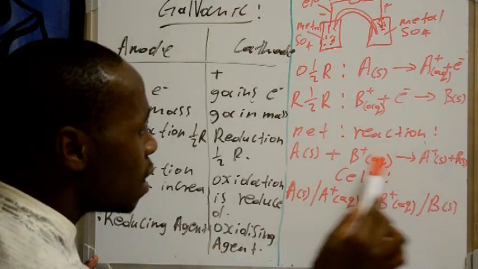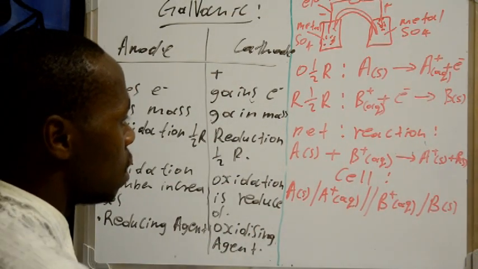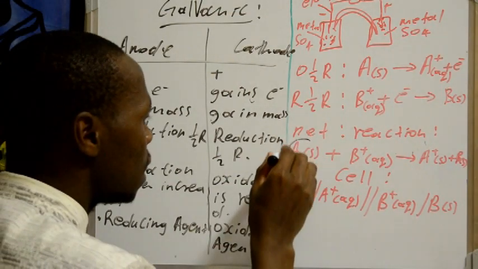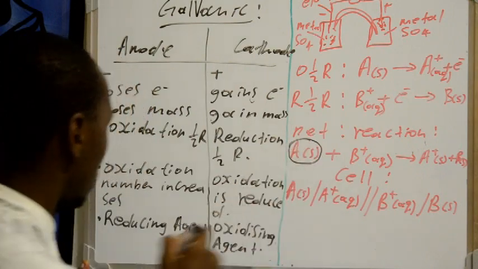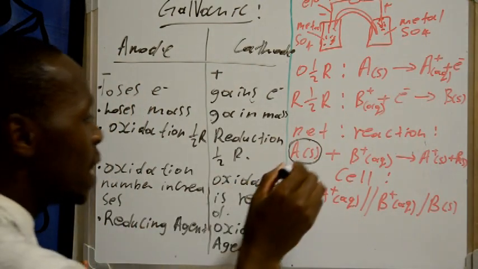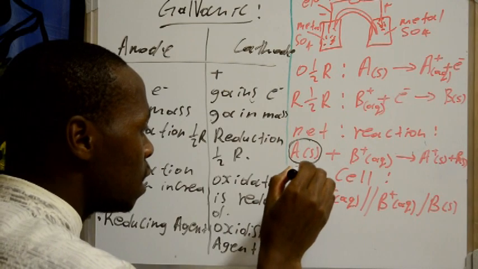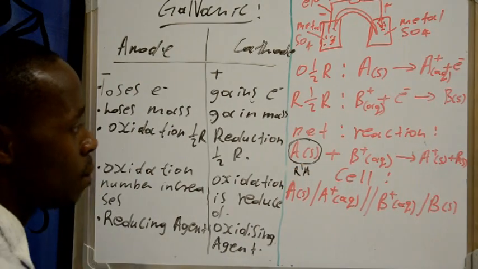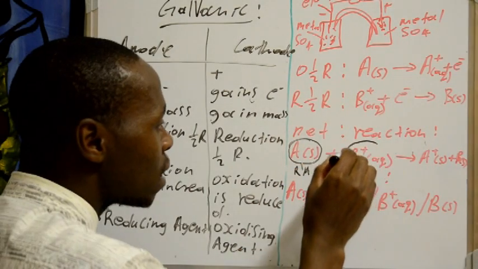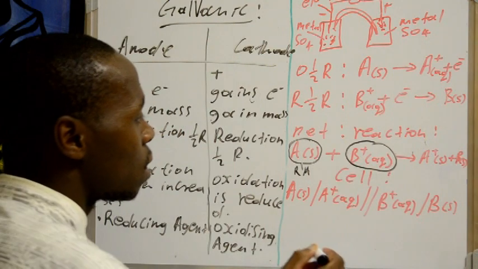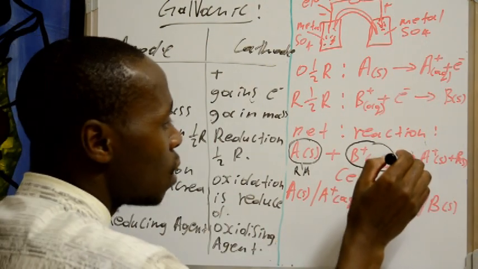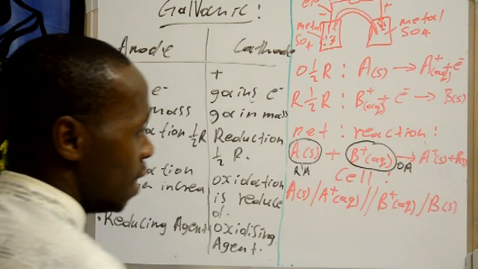So in this reaction, this is what? This is the reducing agent. Then this one, because it starts as an ion, you see, this is the oxidizing agent.